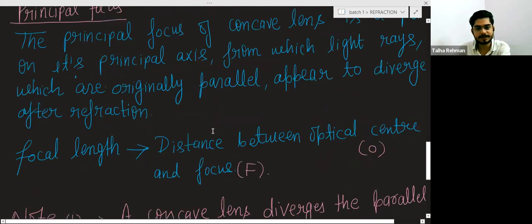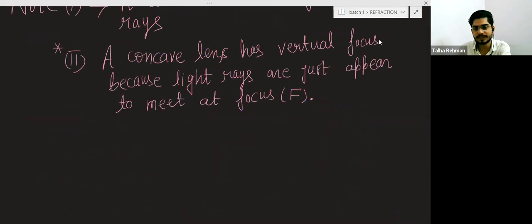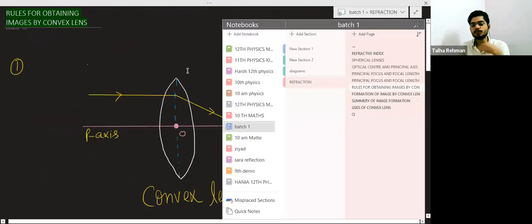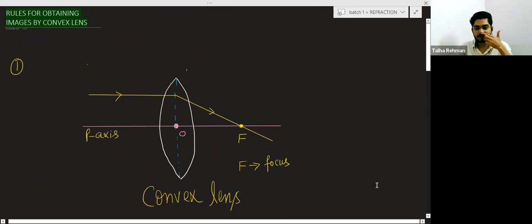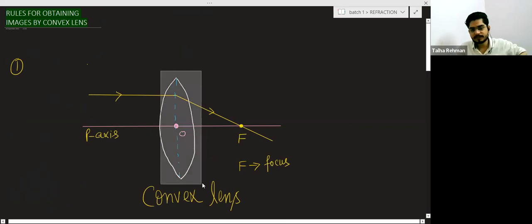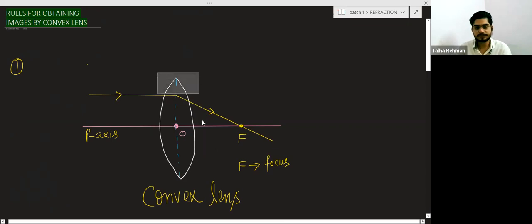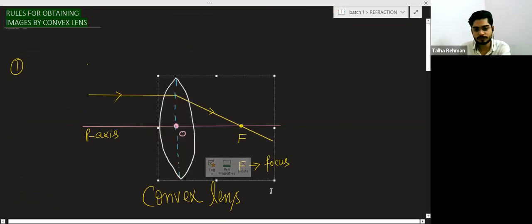So this is the definition I have written, and these are some notes. After that I discussed some rules for the image formation of the convex lens. This is the convex lens. Now focus on this. You know that this is the convex lens, all of you who are new. Suppose this is a ray of light, parallel to the principal axis, and this is the optical center. I have already told you the optical center is the center of this convex lens.